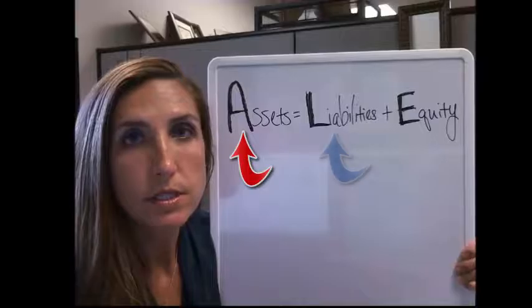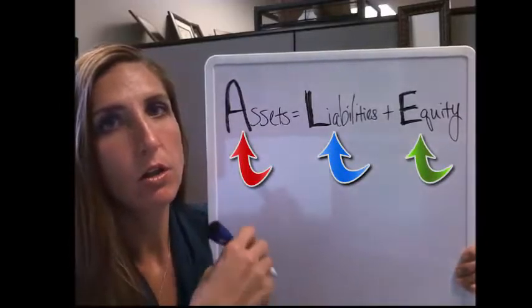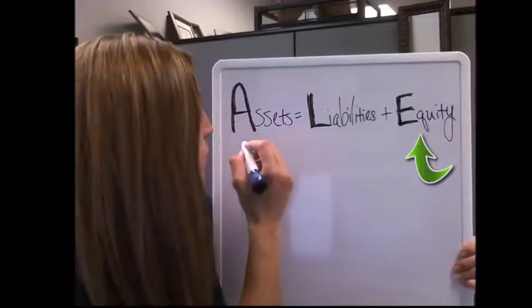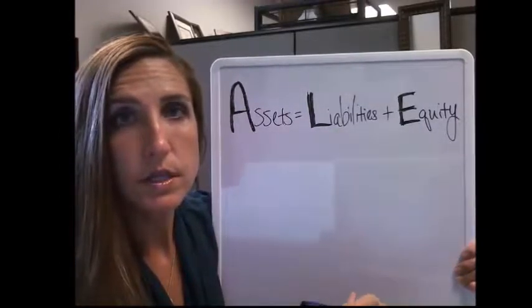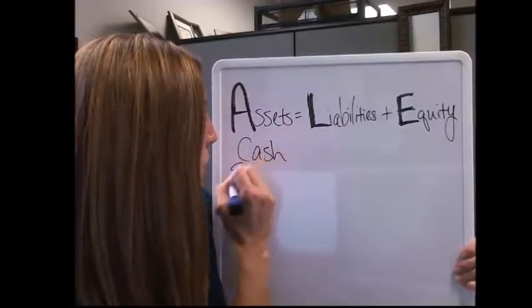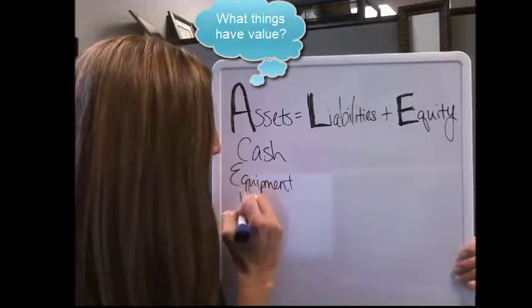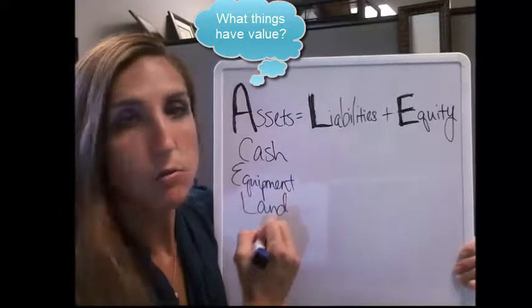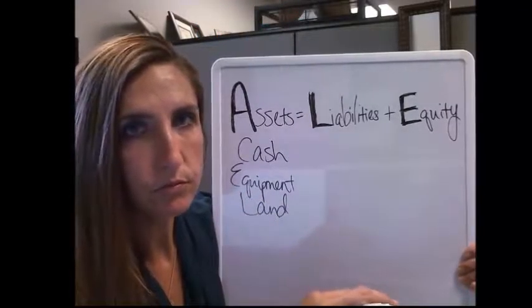Assets equals liabilities plus equity. Assets includes all of our items of value, resources, things you can think of that a company owns. So it's going to include cash, equipment, machines, property, land, accounts receivable, anything that has future value.